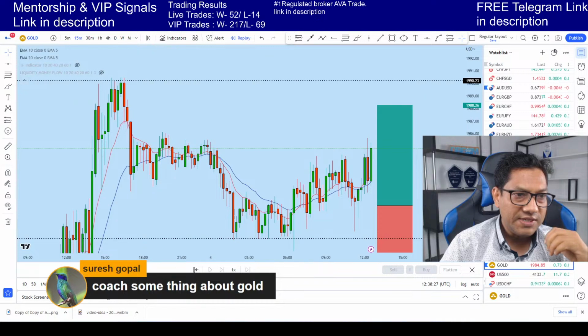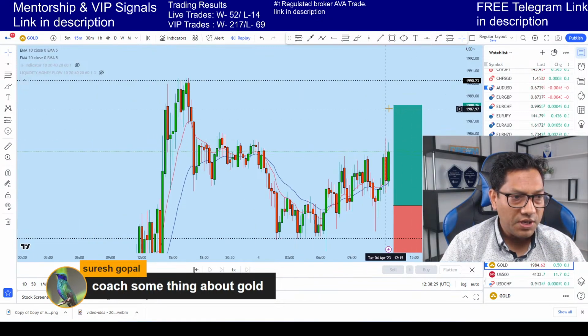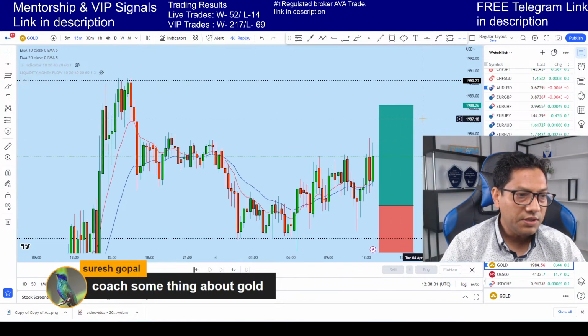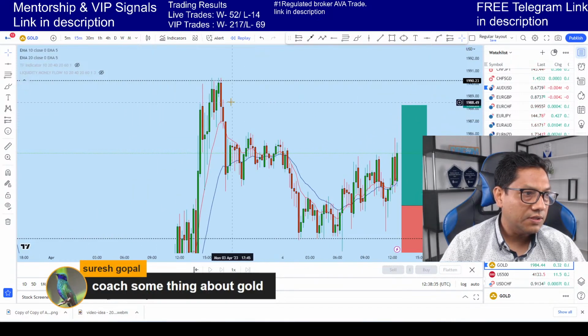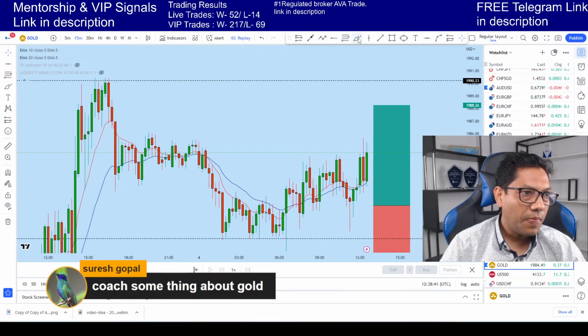So why did I set the TP target here? It is because if you look closely, you see that this market has an imbalance in that zone that has not been tested. So you should see a bullish move to the upside.